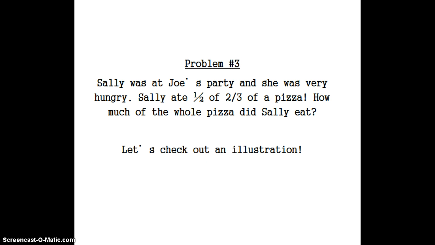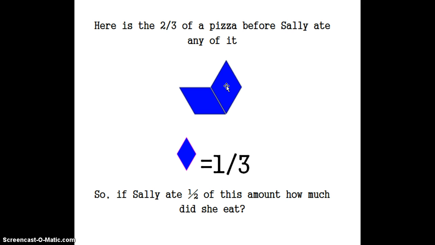Now for problem 3. Sally was at Joe's party and she was very hungry. Sally ate 1/2 of 2/3 of a pizza. How much of the whole pizza did Sally eat? Let's check out an illustration. Here is the 2/3 of a pizza before Sally ate any of it, right here. So each of these represents 1/3. So if Sally ate 1/2 of this amount, how much did she eat?